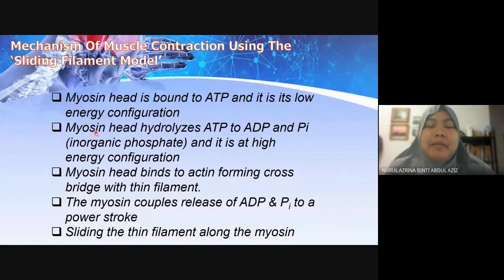Next, what happened? Remember the function of myosin. Myosin helps to hydrolyze ATP. So the myosin head hydrolyzes ATP, memecahkan molekul ATP into ADP and inorganic phosphate. At this point, it is at high energy configuration. Pecah here means hydrolyze ATP into ADP and phosphate. So dia dah jadi ringan. Bila satu batu besar dah pecah dua, so ringan. So bila ringan, kepala dia akan naik. Macam itulah.